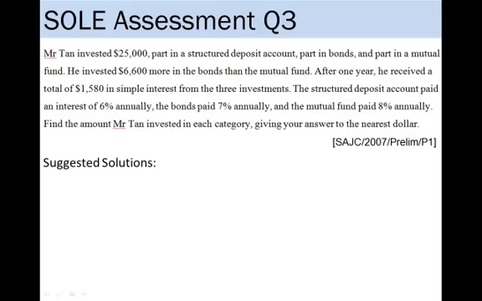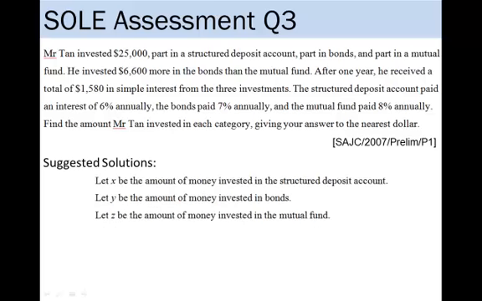Since we want to find the amount he invested in each category, that's going to help us to define our variables. We let X be the amount of money invested in the structured deposit account, Y be the amount invested in bonds, and Z be the amount invested in the mutual fund. Since there are 3 variables, we need to form 3 equations.